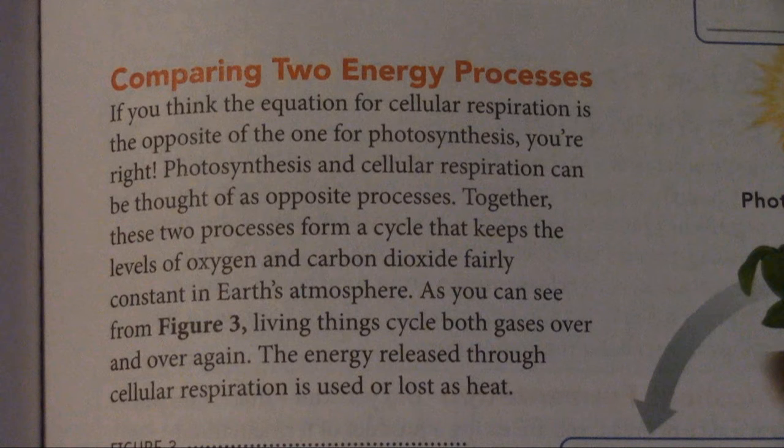Comparing two energy processes. If you think the equation for cellular respiration is the opposite of the one for photosynthesis, you're right. Photosynthesis and cellular respiration can be thought of as opposite processes. Together, these two processes form a cycle that keeps the levels of oxygen and carbon dioxide fairly constant in Earth's atmosphere. As you can see from Figure 3, living things cycle both gases over and over again. The energy released through cellular respiration is used or lost as heat.